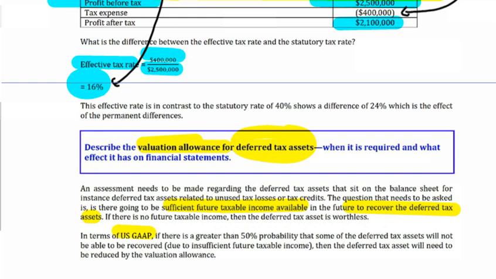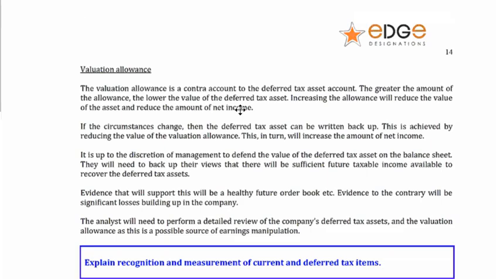In terms of US GAAP, if there's a 50% chance or more of the deferred tax asset not being recovered, we then reduce the asset by what we call a valuation allowance. And there we go. The valuation allowance is really a contra account, a reduction account to a deferred tax asset. And if things change, yes, we can write the deferred tax asset back up.